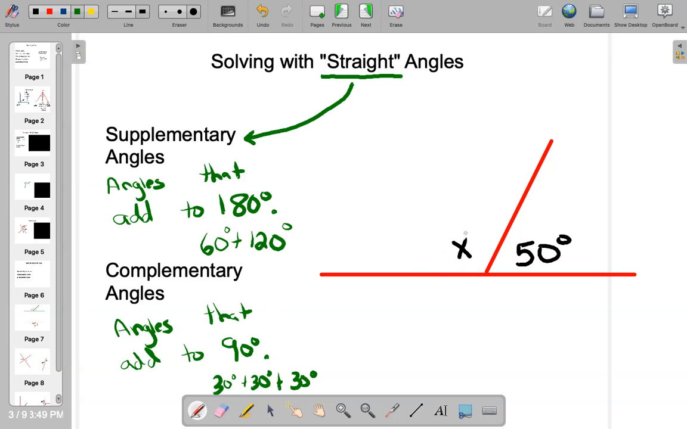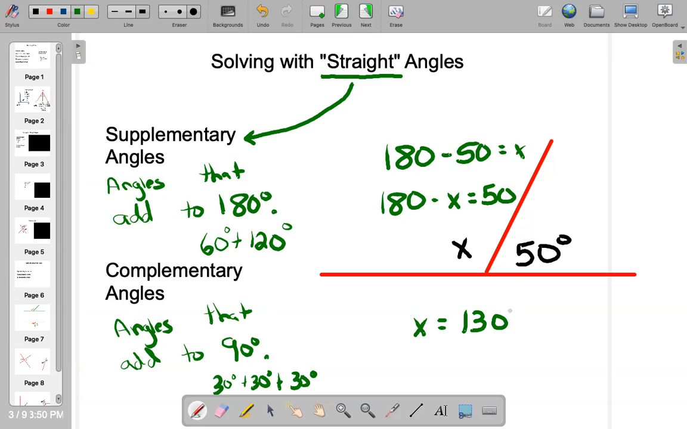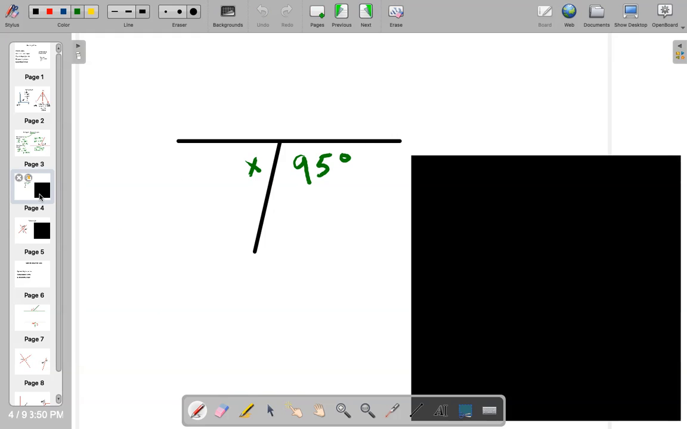So in order to solve this problem for x, I'm going to do 180 minus 50 is equal to x. Or I could do 180 minus x is equal to 50. But either way, I would see that my x is equal to 130 degrees, because 130 plus 50 is equal to 180, which makes it supplementary. Let's go to the next page here, which I believe is this one.